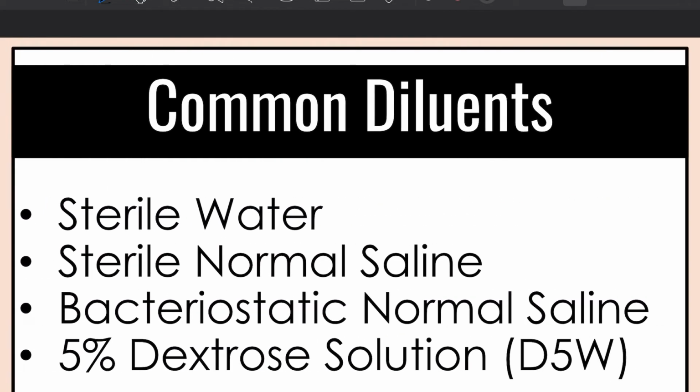Your common diluents are sterile water, sterile normal saline, bacteriostatic normal saline, and 5% dextrose solution. Make sure that when you're answering these, if you just write normal saline, that is going to be considered wrong. You have to specify what type of normal saline. So for this, your only options are sterile or bacteriostatic normal saline. Just normal saline is not an option.